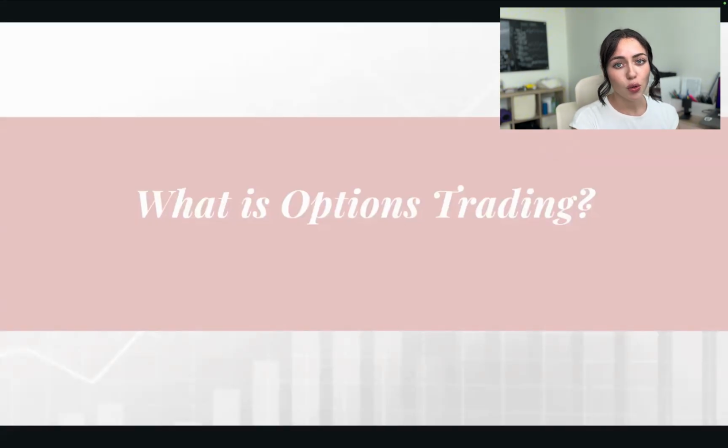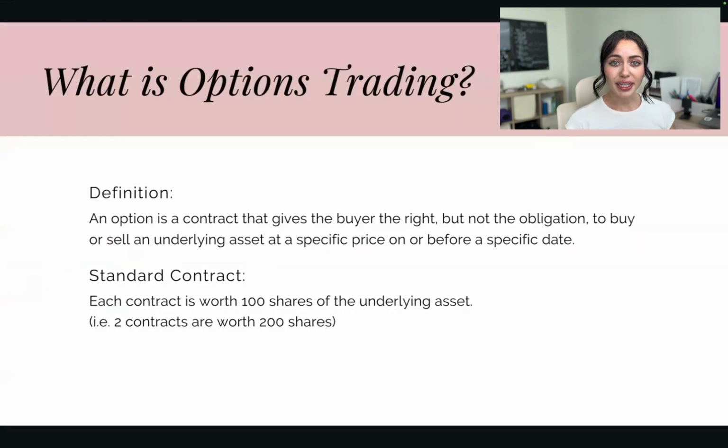Let's start out with the basics. What is options trading? By definition, options trading is a contract that gives the buyer the right, but not the obligation, to buy or sell an asset at a specific price on or before a specific date. That is the definition, and I know it's a lot, but we are going to break that down much more and simplify that. You can think of options like coupons. With a coupon, that gives you the right, but not the obligation, to buy something at a certain price or discount that the coupon offers on or before the expiration date of the coupon. So just think of an options contract like a coupon.